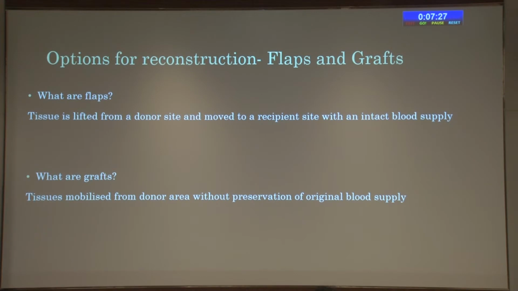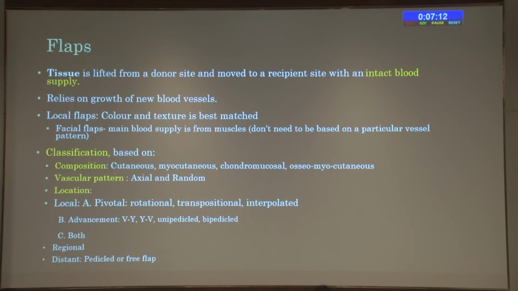So the options for reconstruction in this area are mainly flaps and grafts. The major difference between flaps and grafts is that flaps are tissues that carry their own blood supply. Grafts are tissues that are severed from their original blood supply. So the flaps rely on growth of new blood vessels also, but they primarily carry their own blood supply. In the ocular region, they give a very good color and texture match.